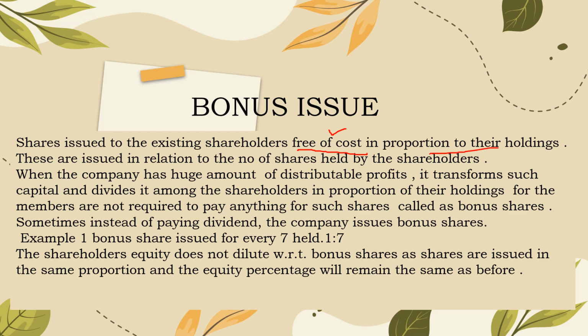It can be 1:2, it can be 1:3, depending on the company's policy. The shares are issued in relation to the number of shares which are already held by the shareholders. Whenever the company gets a huge amount of distributable profits, sometimes accumulated profits, for those profits they can transform this capital and divide it among the shareholders in the proportion of their holdings. Okay. The members, the shareholders, are not required to pay anything for such shares.